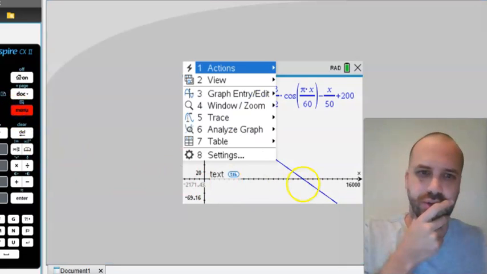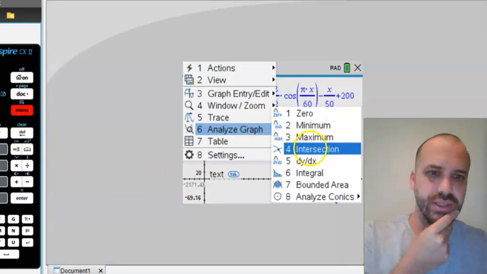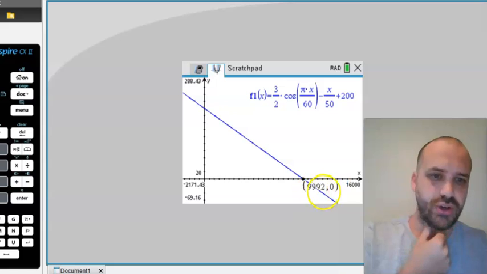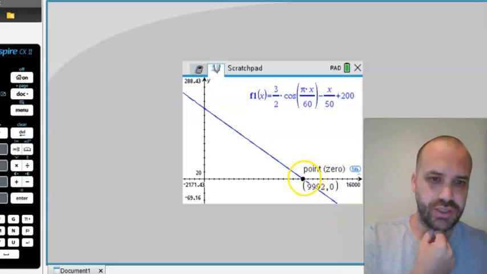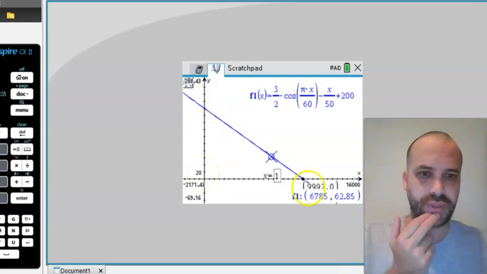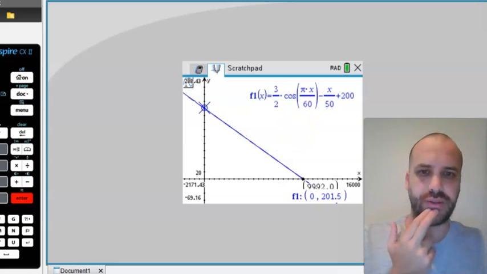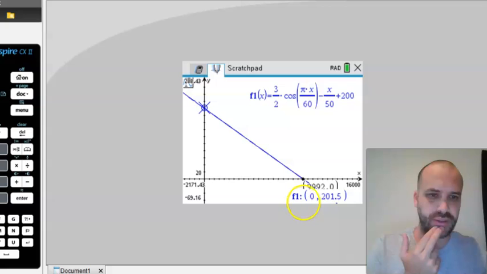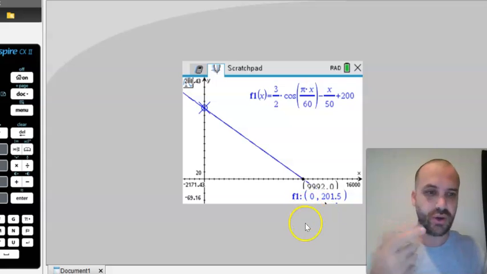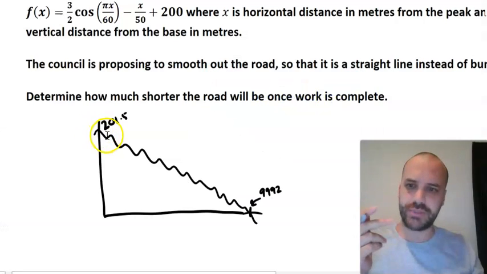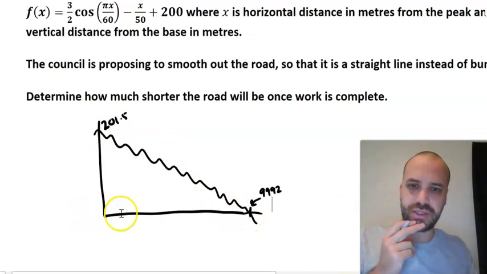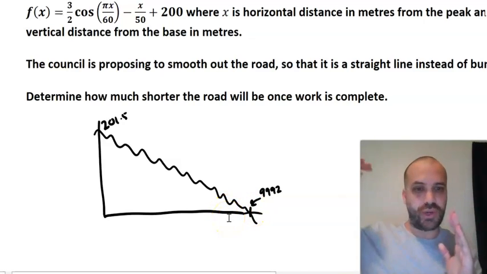It might be useful to know where this intersection point is, or the 0 is. Okay, so 9992 right there. Okay, it might be useful to know how high the mountain is, maybe. I'm just doing a graph trace here. Okay, 201.5. All right, so I have a rough idea now of what this graph looks like. There's my little mountain track. I'm going from a height of 201.5 down to the base, 9,992 meters across from where the peak is.